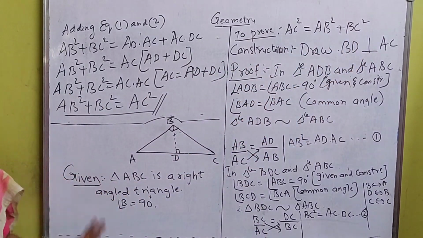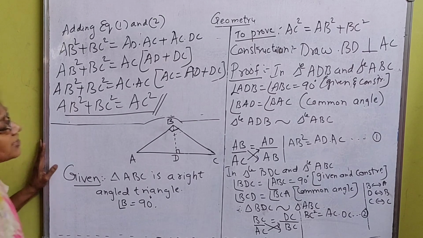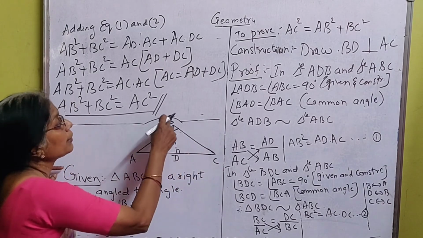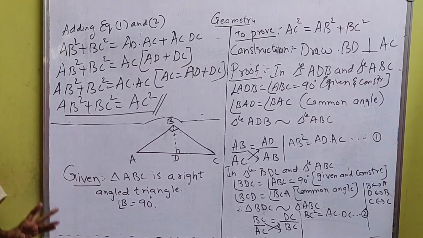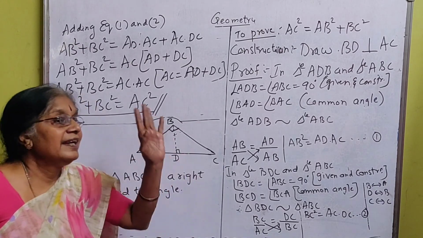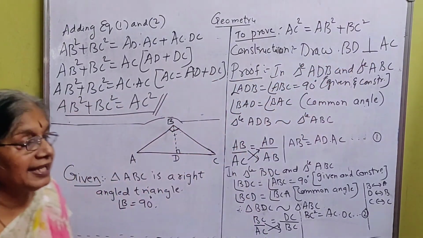We cannot prove the theorem like that. We need to draw a construction. What is the construction you are going to draw? Draw BD perpendicular to AC. So you are drawing BD perpendicular to AC. Perpendicular means what angle it will make? 90 degree. So draw BD perpendicular to AC.